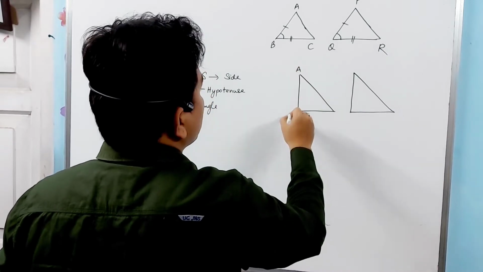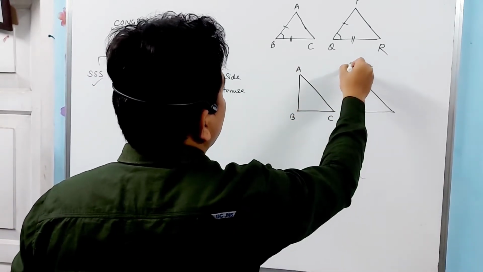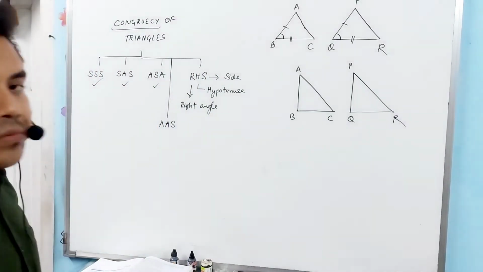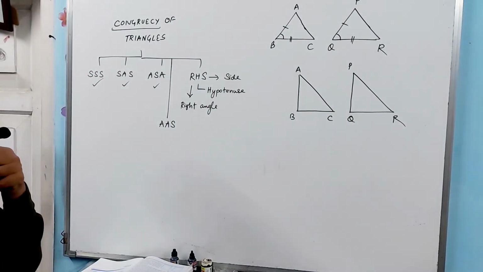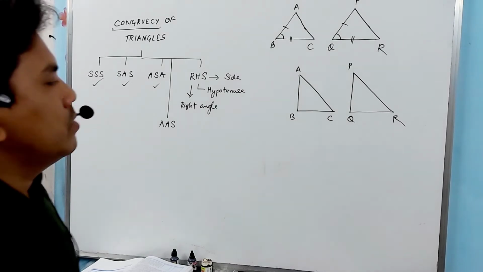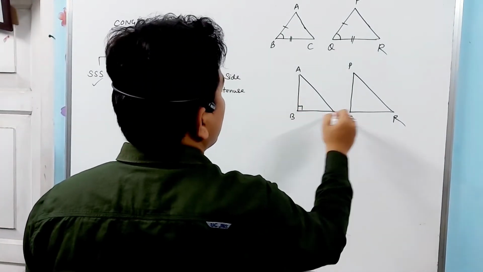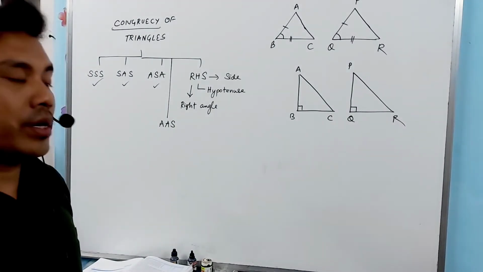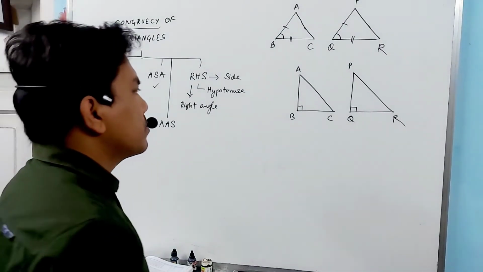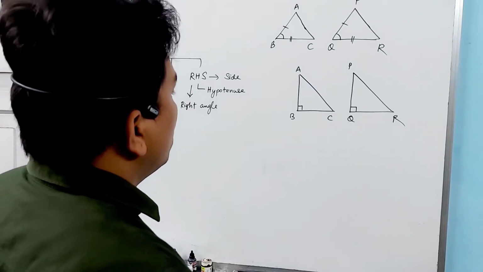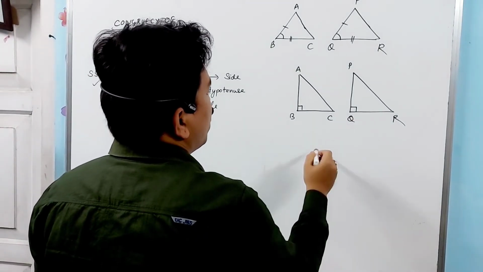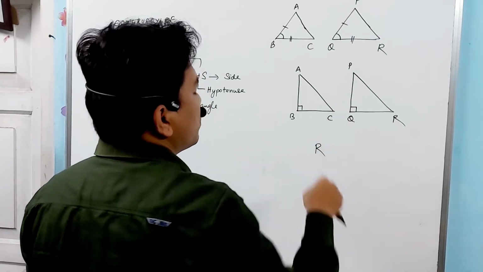A, B, C, P, Q, R. Okay? Now, we can see here both the triangles. In both the triangles, we have one right angle, so they are right angle triangles. Now, clearly it can be observed that we have a right angle in both the triangles.